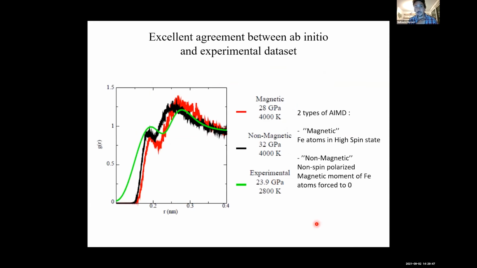What is quite nice here, you can see the excellent agreement, at least from the shape, between the experimental data and what we've done with 2 types of ab initio calculation. One is magnetic, where Johan put the Fe atoms in a high spin state, and a non-magnetic, where the magnetic moment was forced to zero in a non-spin polarized calculation. So basically, the magnetic is the high spin, and the non-magnetic would be called close to the low spin state. And you see, you have a strong difference in the structure between the two types of simulation.